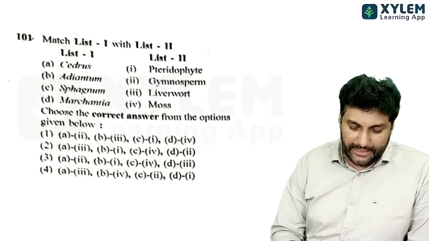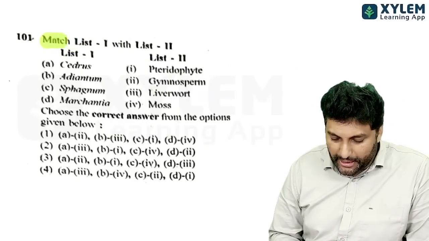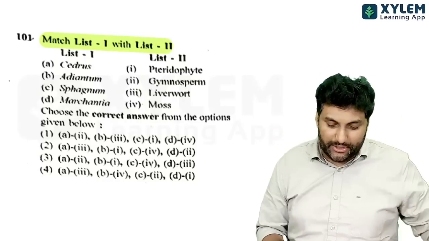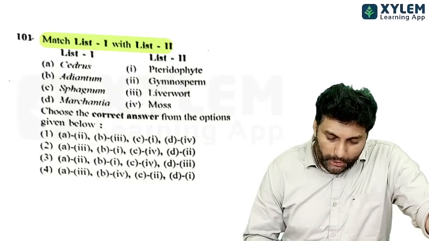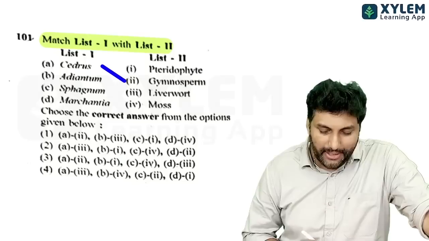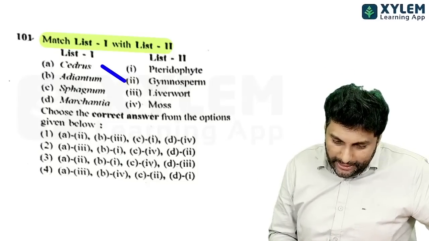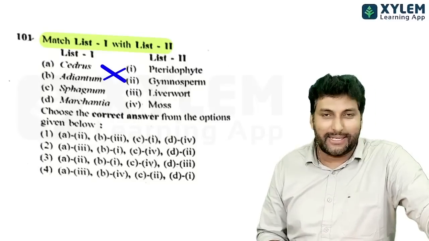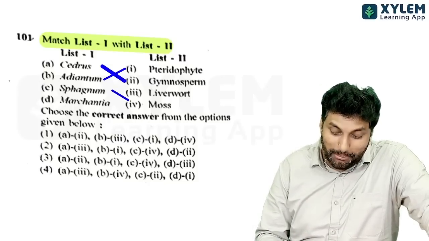The first question was a match the following question, that is, match list 1 with list 2. In this match the following, you can see that the first one, citrus. Citrus actually matches with gymnosperm. You know that citrus is an example for gymnosperm. Okay, so let's check B. Adiantum belongs to a pteridophyte. Adiantum, it's walking fern. And the third one, C, goes to sphagnum, and sphagnum is actually a moss. And the fourth one, Marchantia.